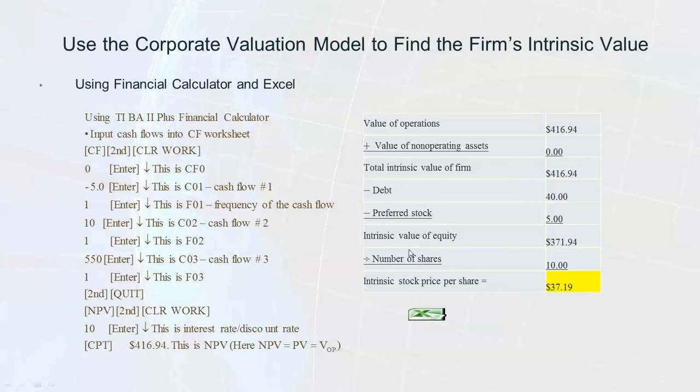So this one you call the intrinsic value of equity, and you divide the equity value by the number of shares. That's going to give you the intrinsic stock price per share, which is $37.19. So this is how you're going to use this corporate valuation model to find the stock price.